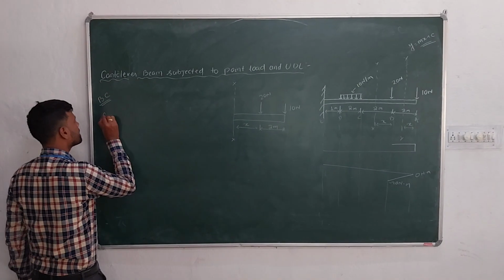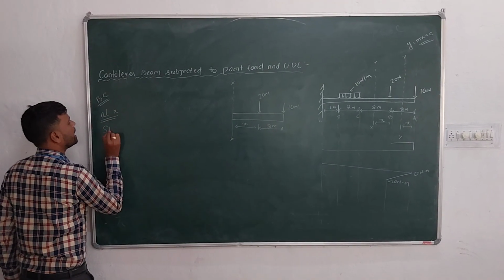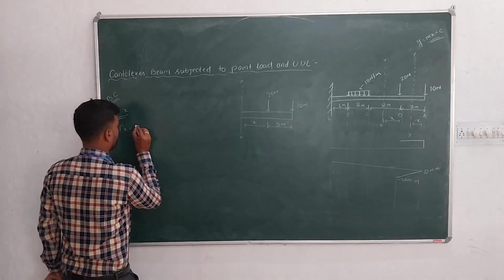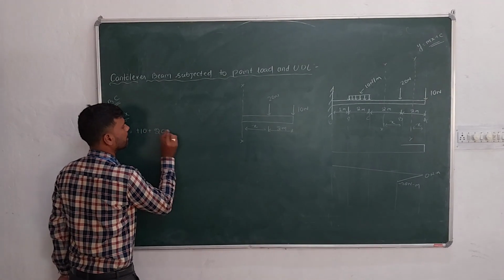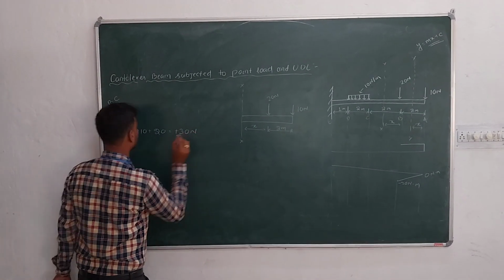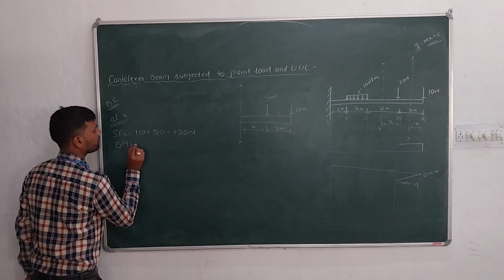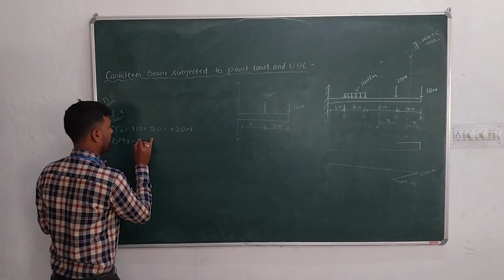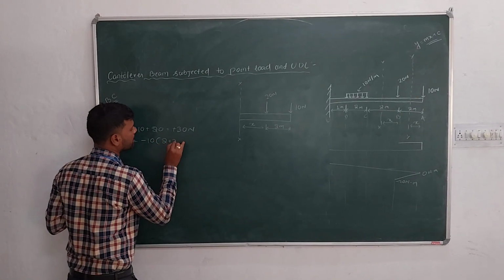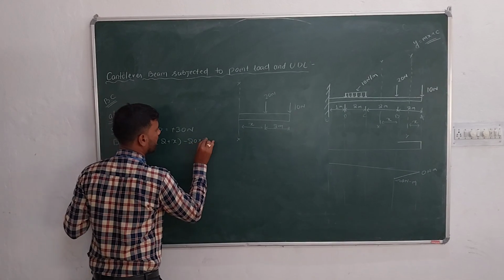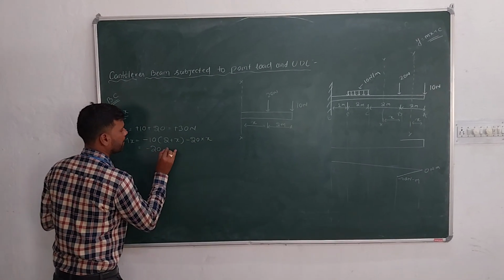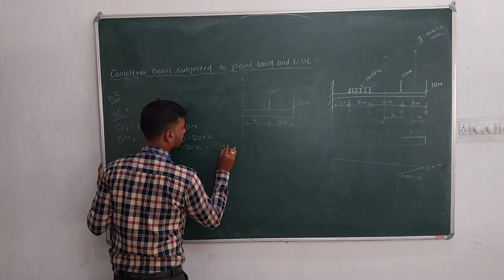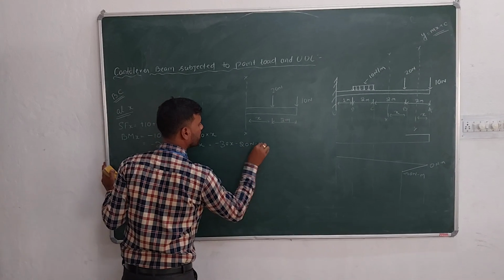So at x, SF at x is equal to how much? This is plus 10, this is plus 20. So plus 10 plus 20, that is plus 30 Newton. Bending moment at x is equal to minus 10 into 2 plus x, minus 20 into x. So minus 20 minus 10x minus 20x, this will be minus 30x minus 20 Newton meter.